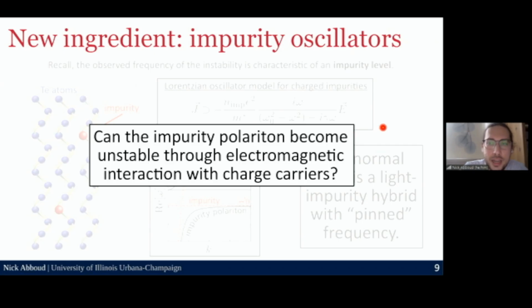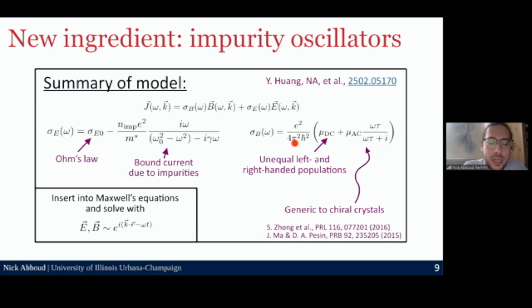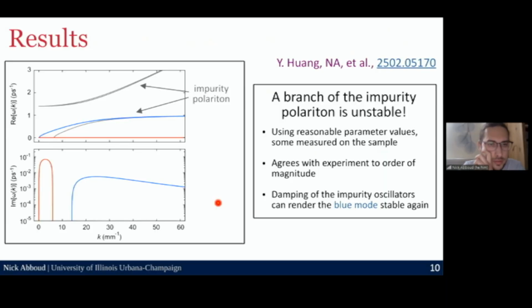through this mediated interaction. And to address this question, we made a simple modification to the first attempt by adding the bound current due to impurities. We also found that we need to add a frequency-dependent component to the sigma B tensor. This Drude form is generic to chiral crystals and is consistent with previous calculations in condensed matter. And we do the same thing: insert into Maxwell's equations and just look at the dispersions. It's a simple calculation.